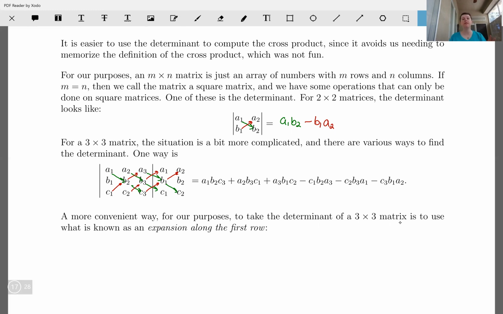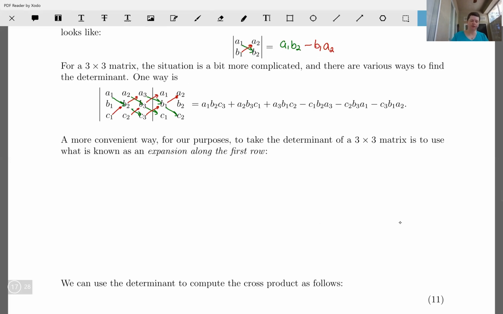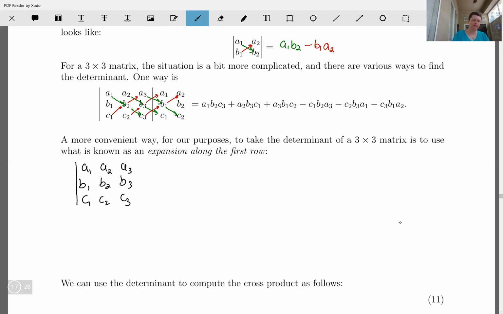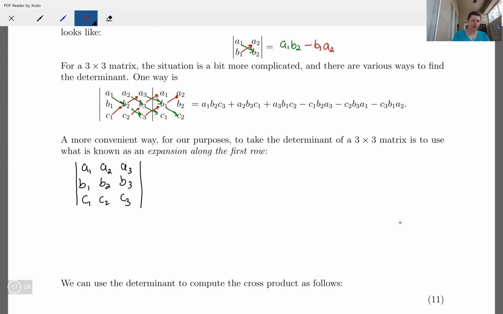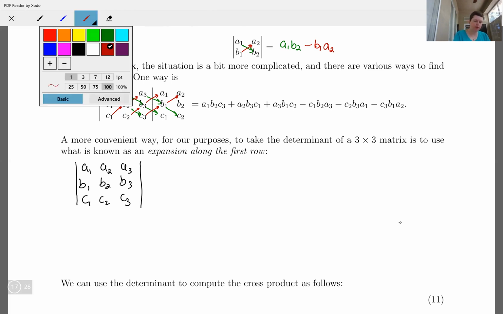But a more convenient way for our purposes to take the determinant of a 3 by 3 matrix is to use what is known as an expansion along the first row. So how does that work? Let me just reproduce the matrix here, since I didn't give myself that luxury, or you, of putting it in. And what we're going to do is focus in on that top row.